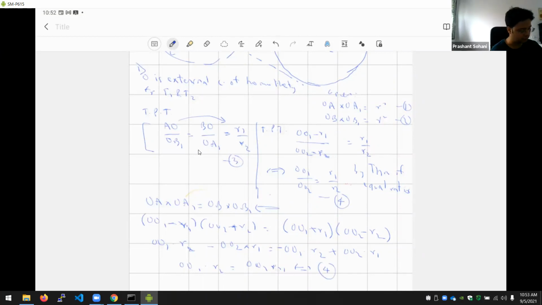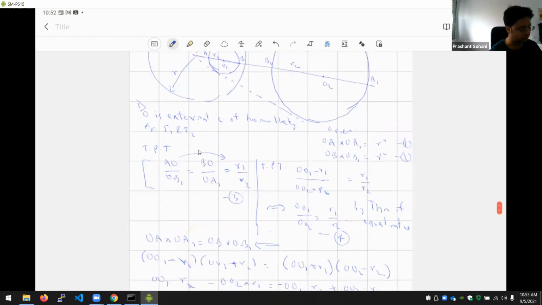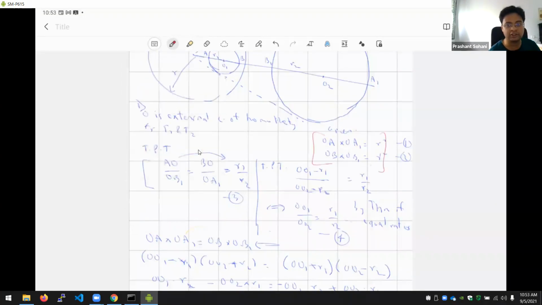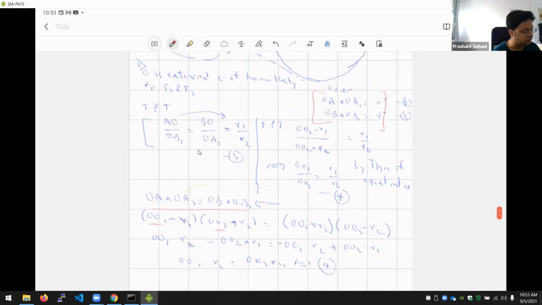Okay, so I hope everybody followed this proof. Basically, what we were doing so far is we know that these two are equal, OA into OA1 equals OB into OB1. So if we equate the two and substitute, we basically use OO1 and OO2 as the fundamental variables and put everything in terms of these distances and R1, R2. Then we expand, we simplify, we get this. And this is equivalent to this expression.